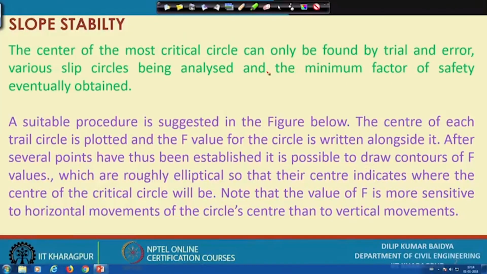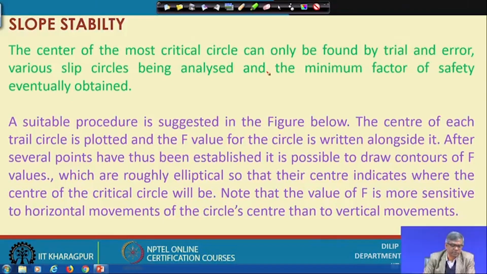So, if I want to do analysis by an assumed slip surface, then you have to find out the center. How to find out the center? There are a number of methods, whether you use them now or not. I will just explain how to find out the center. You can see the center of the most critical circle can only be found by trial and error. You cannot find it out confidently. Various slip circles are analyzed and the minimum factor of safety eventually obtained, and a suitable procedure is suggested in the figure.